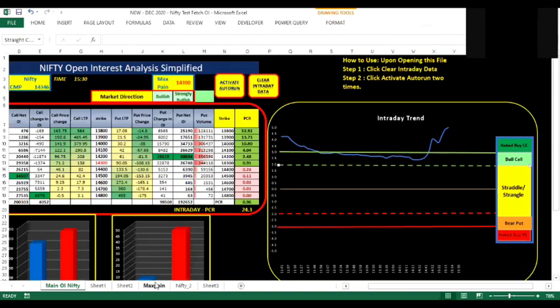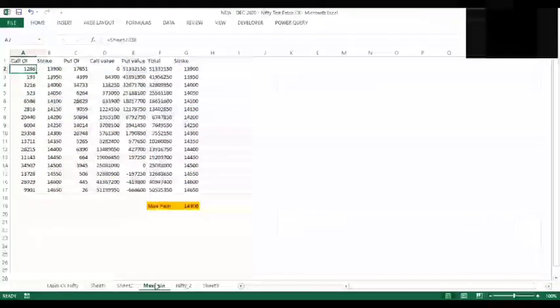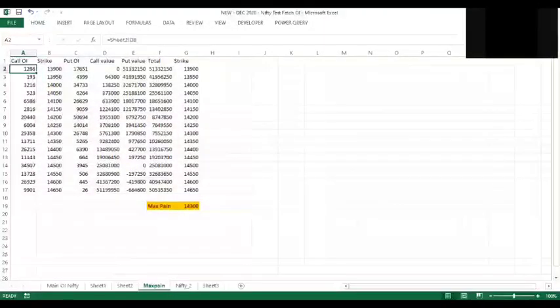Now, one of the tabs is also the Max Pain tab. This also auto calculates where the market is likely to expire. Currently for this week, the number is 14,300. This Max Pain does not change very often. Though it keeps changing, that change is very slow unless there is a very big move. Till that point of time, this number would generally remain very static. And this can be used for doing some expiry trades.